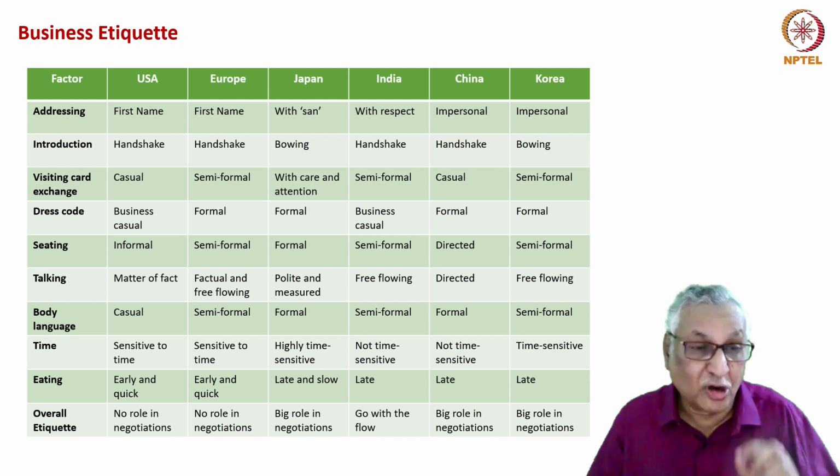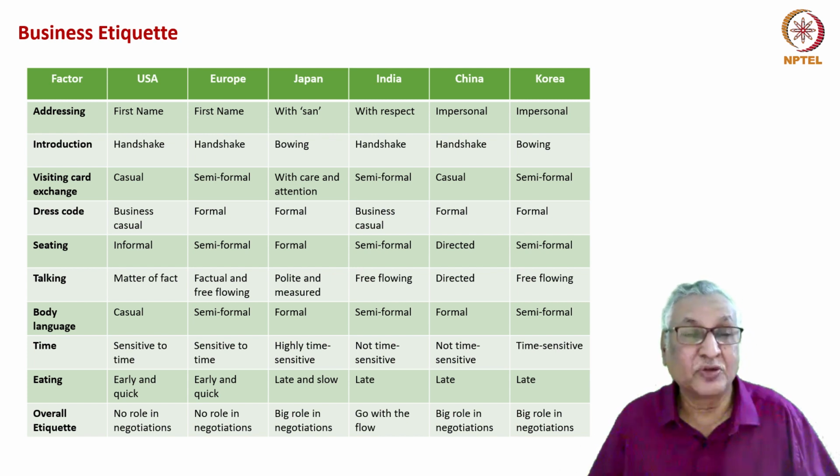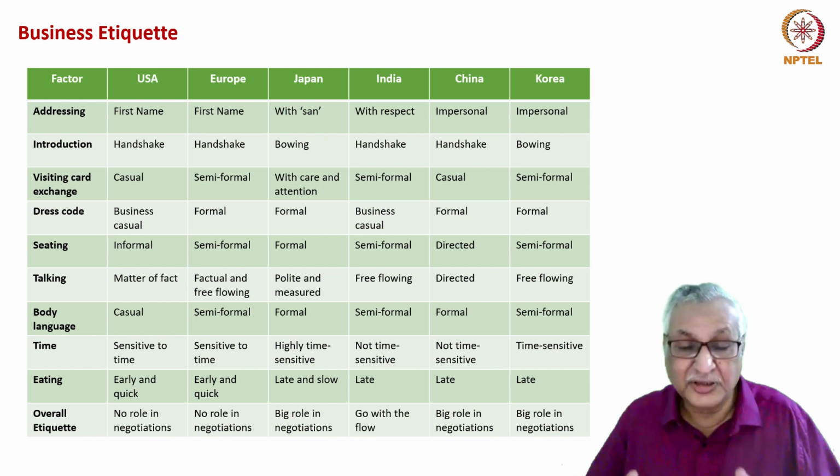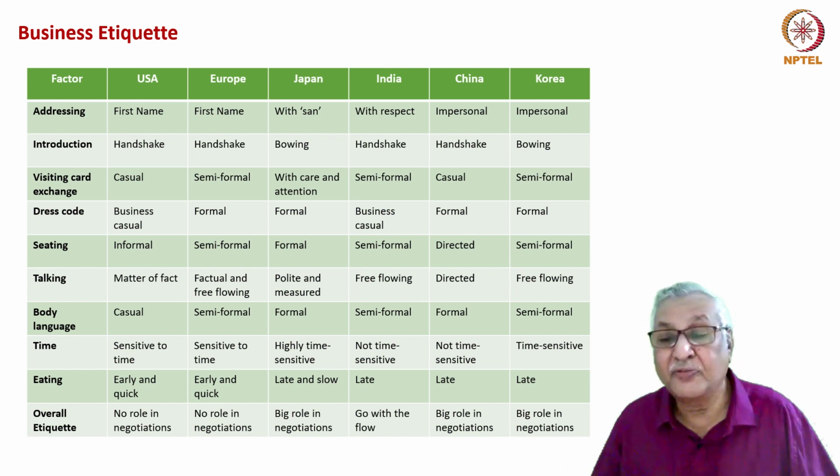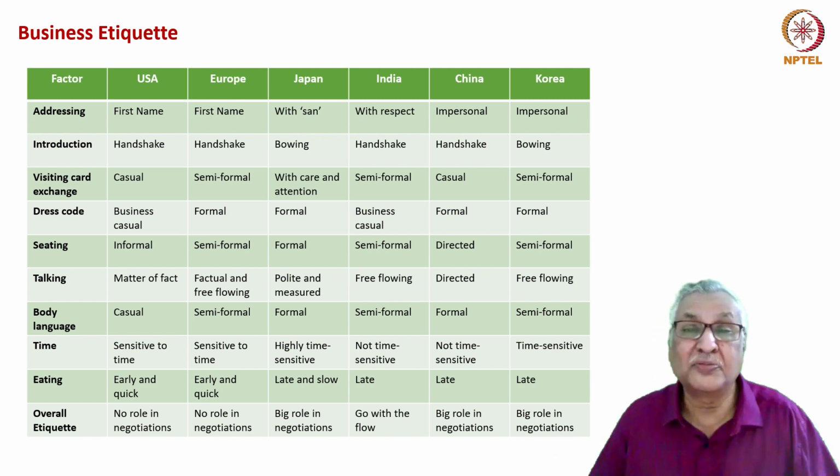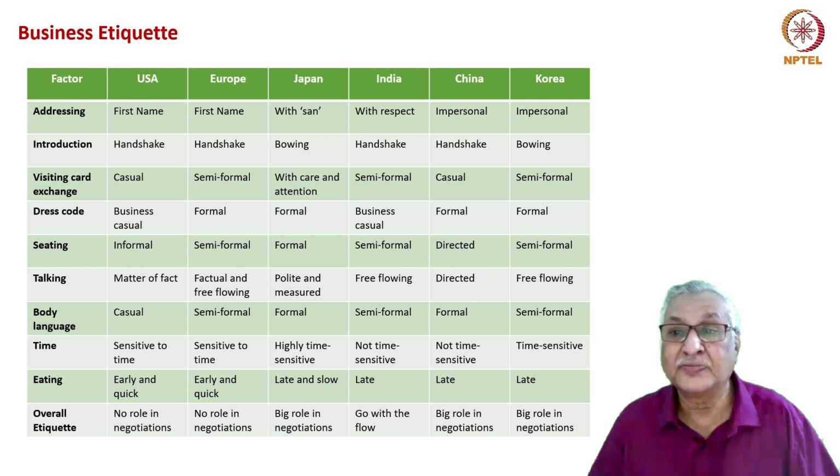In respect of talking as part of the discussions, USA people tend to be matter of fact. Europe, factual but free flowing. In Japan, the discussions are oriented around politeness. It is all politeness and measured way of talking that counts. India has a free flowing discussion, and at times it becomes very boisterous as well. China is very directed, very formal, and very controlled. Korea is again a free flowing discussion style.